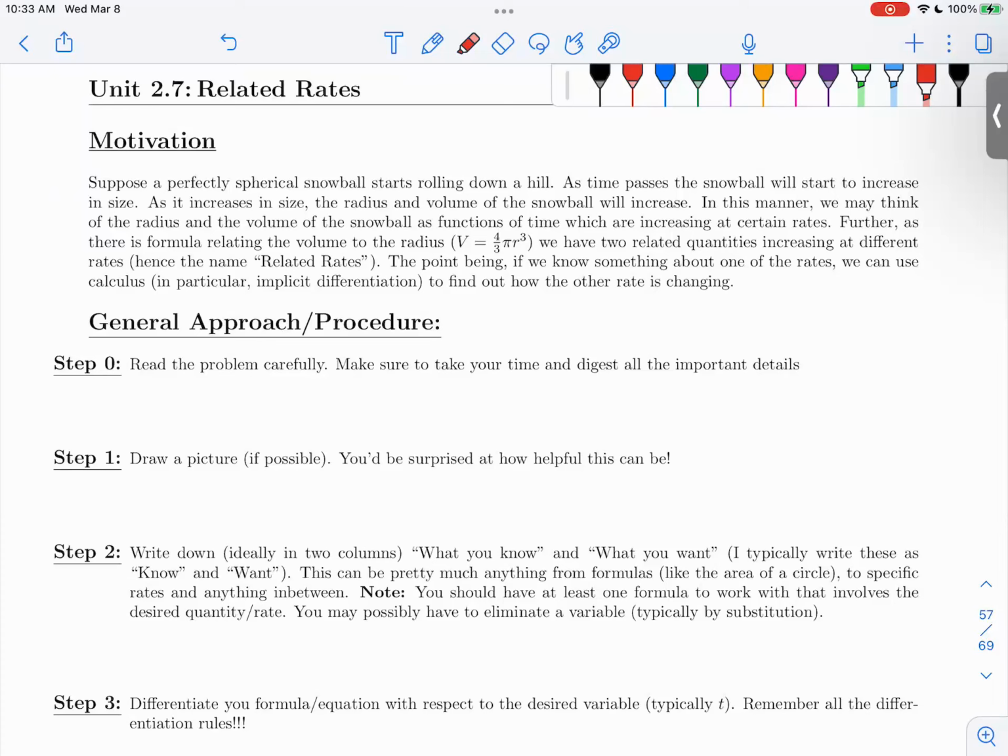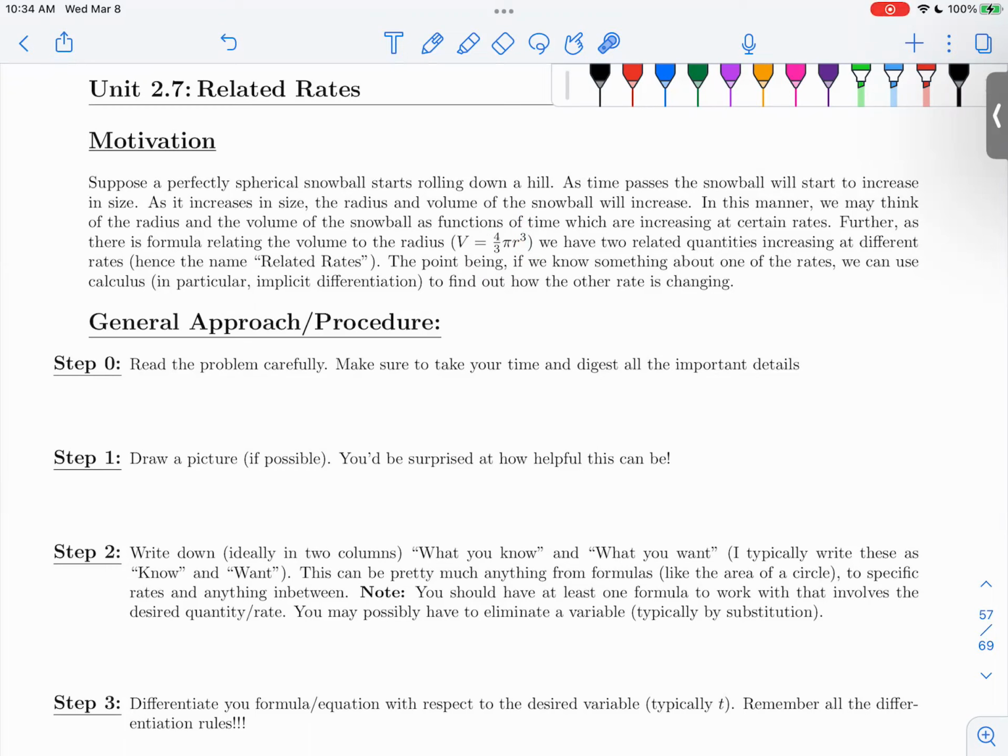So, the motivation is if I roll this perfectly sized snowball down a hill, it starts gaining mass, right? It starts rolling and starts getting bigger. If you know how fast the volume is increasing, the rate at which the radius is increasing is proportional, i.e. a related rate. So we have two different things. The volume is increasing at a rate. The radius of that sphere is increasing at a rate, and they are related to each other by the equation V equals 4/3 pi r cubed. It's very, very closely related.